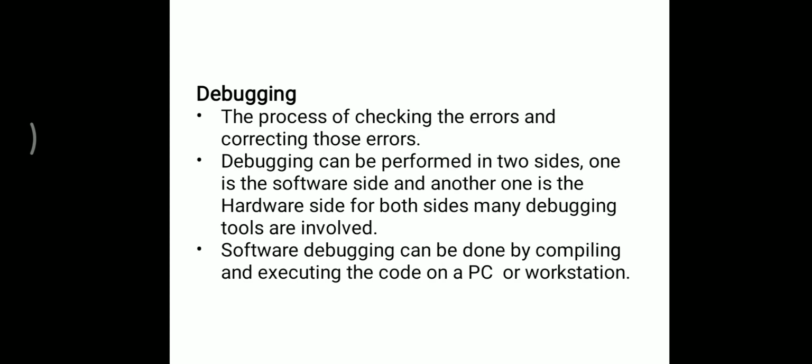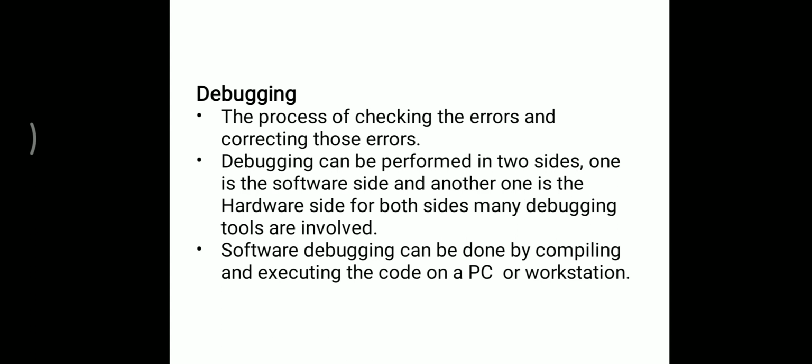Hi friends, in this video we are discussing debugging and validation in embedded systems. Debugging is the process of checking errors and correcting those errors. Debugging can be performed on two sides: one is the software side and another is the hardware side. For both sides, many debugging tools are involved.